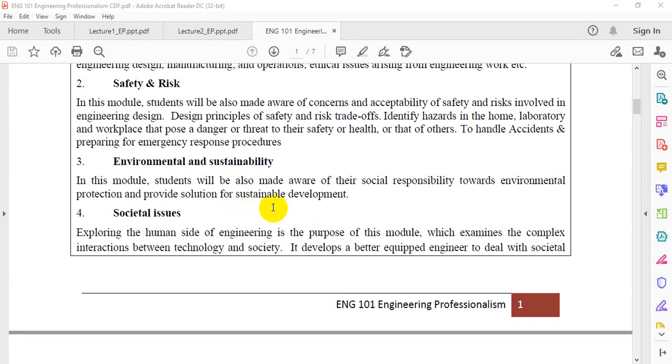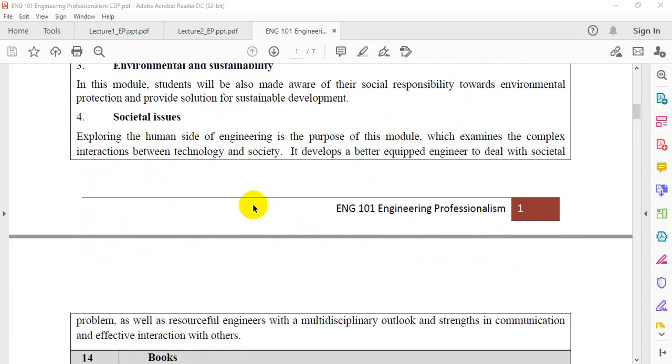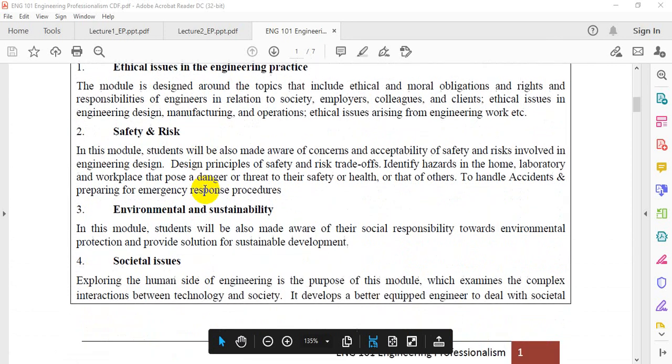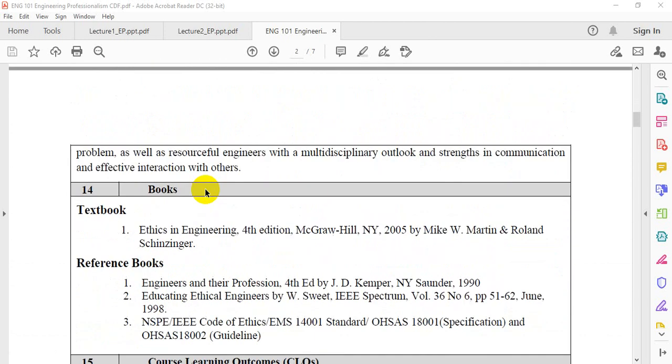They invent new things, they make new technologies, they give new ideas, they design new things. And you've probably seen so many things have come up as an innovation in these pandemic days. Okay, so we will be discussing all these four major course objectives as per the scheme of study.